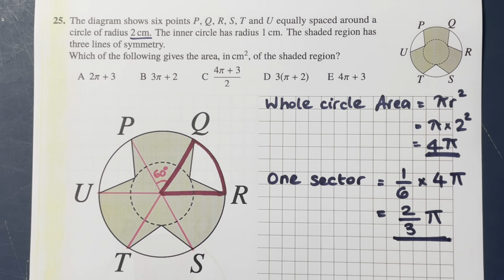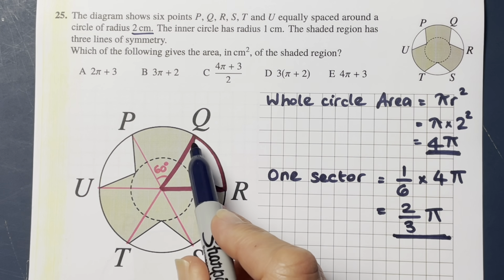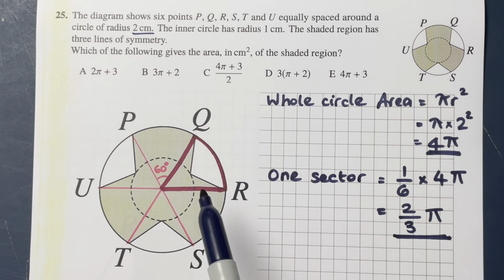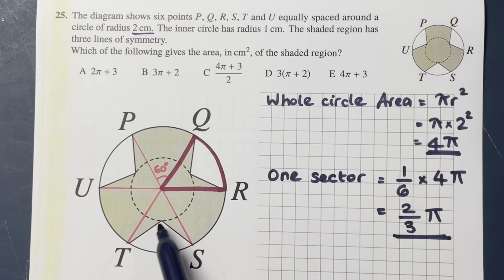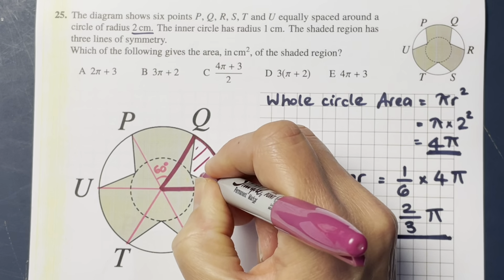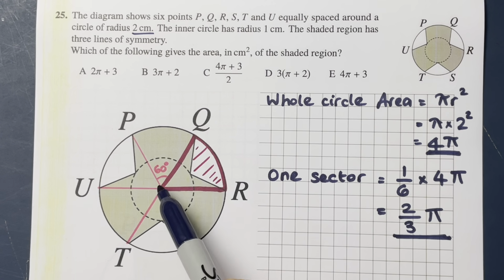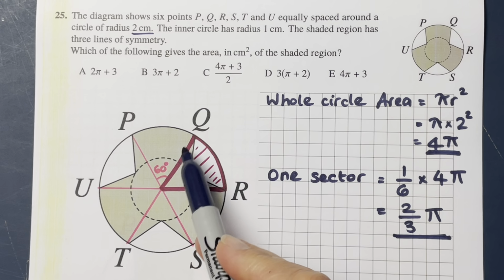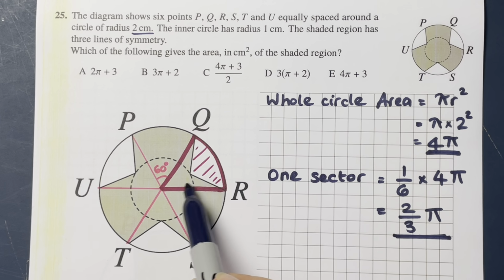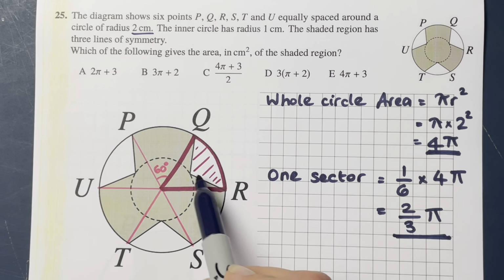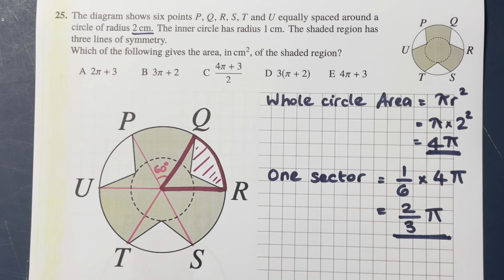Okay, so we've got the whole sector, but we need to work out what this white bit is, don't we? Because if we can subtract this white bit 3 times, then we're going to have the whole shaded area. So we need to work out this bit here. So we know what the whole sector is. If we can work out what this arrowhead quadrilateral is here and subtract this from the whole sector, that's going to give us the area of the shaded part there.